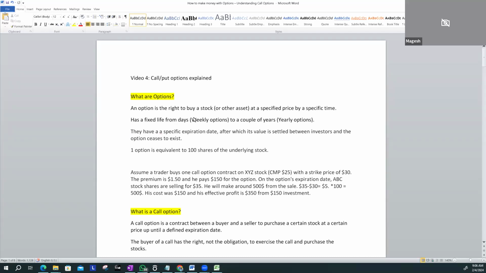An option is basically a right to buy a stock or any other asset at a specific price by a specified time. So two parameters are there, price and time. The time varies, like it could be a 1 week option, 1 month option. The beauty in the US market is it goes up to almost 2 years.